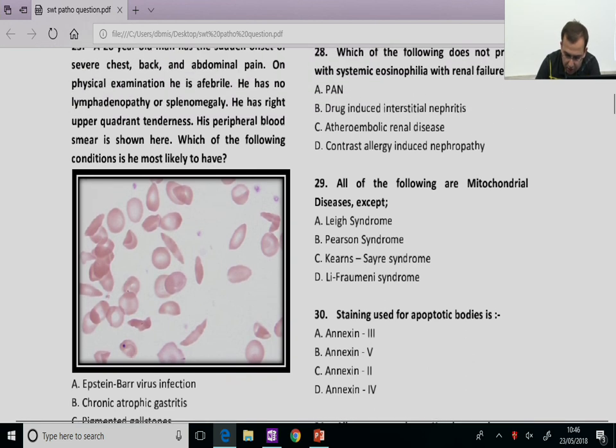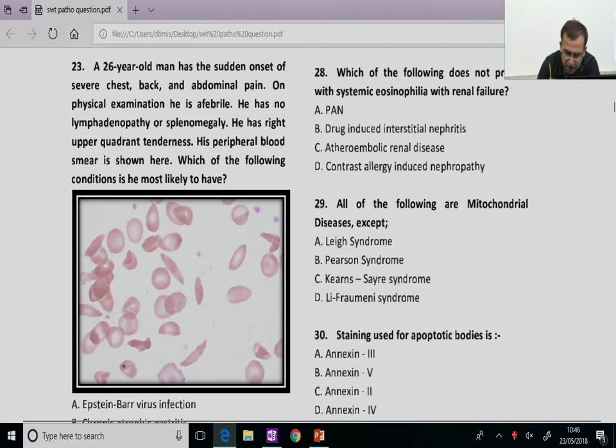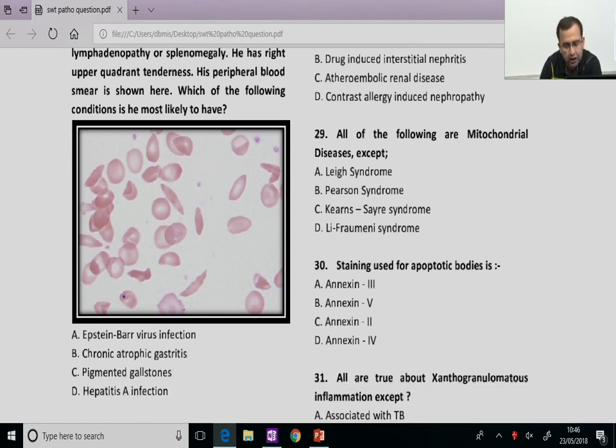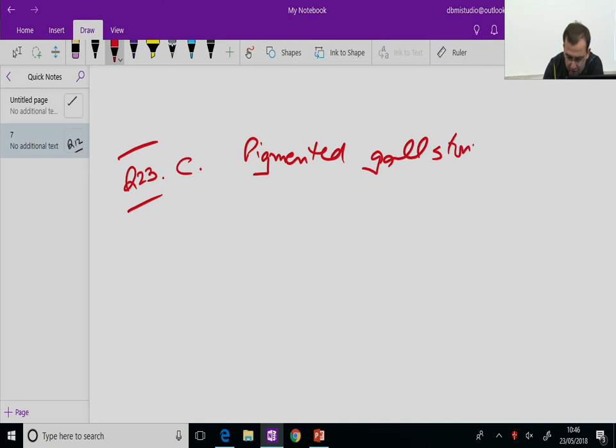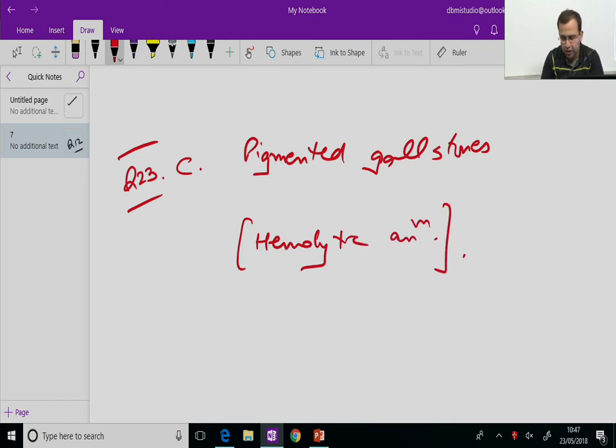Now, let us look at the question. 26 male, severe chest abdominal pain. So he is having all those vaso-occlusive crises with no lymphadenopathy, no splenomegaly. Which condition is he most likely to have? Sickle cell anemia. So it is associated with the presence of pigmented gallstones. So question number 23, the answer is pigmented gallstones. Why? Because pigmented gallstones are associated with hemolytic anemias.